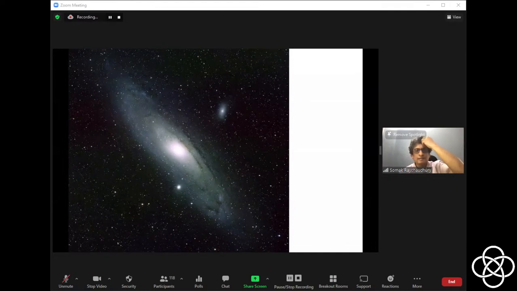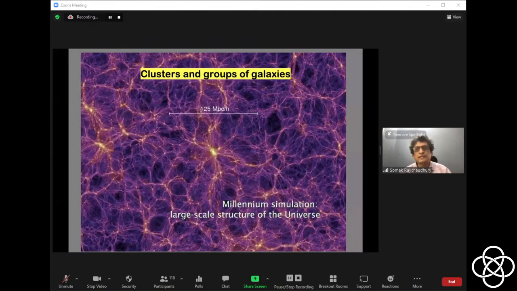And this is the Andromeda galaxy, which is our nearest system. I also showed you a picture of this kind of simulation of the universe in matter.